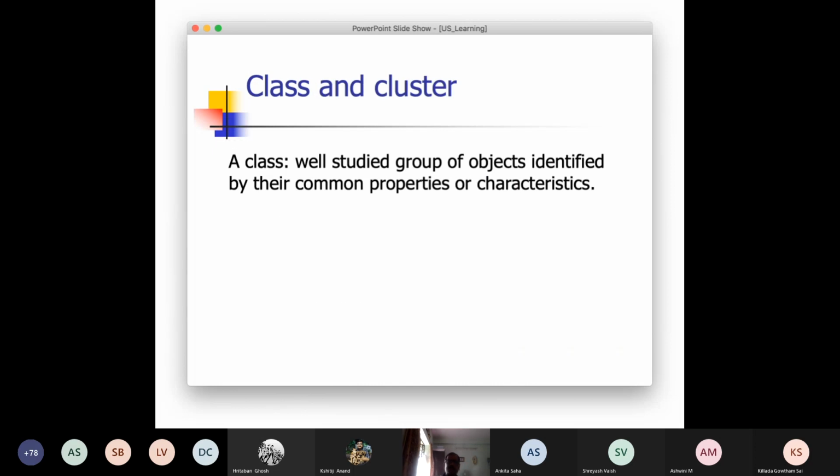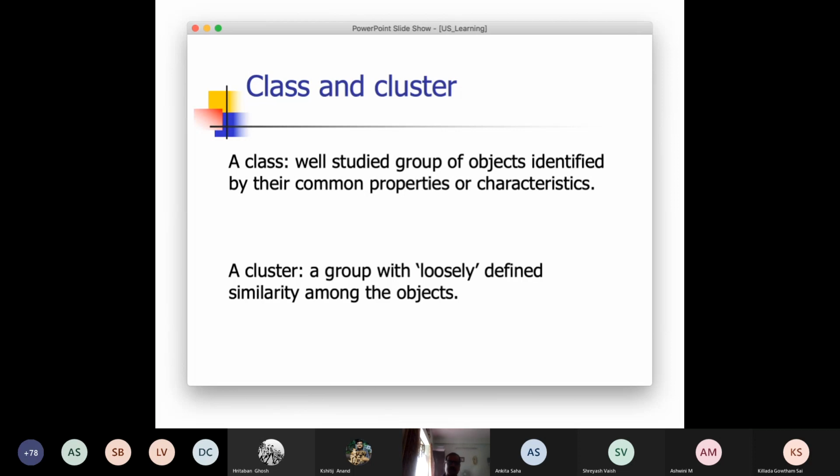So the definition of cluster can also be well understood if I consider how it differs from a class. When we say it is a class, it's a well-studied group of objects identified by their common properties or characteristics. So a class is very well studied, you know its properties, and that's how you determine whether an object belongs to that class or not. Whereas a cluster is a group of loosely defined, singularly determined objects. It has the potential to form a class. So it is one step before declaring something as a class.